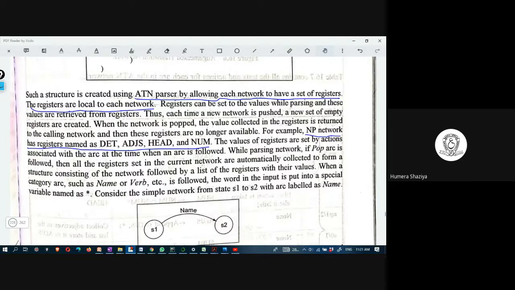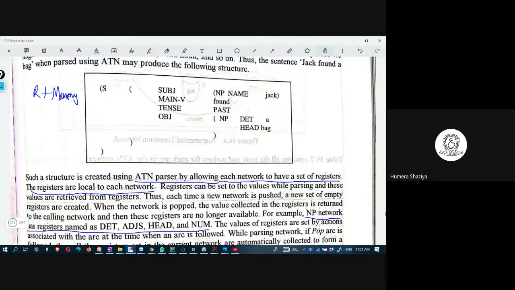And that structure is created by the augmented transition network parser by allowing each network to have a set of registers. And registers are local to each network. If you have 10 networks, you would have 10 registers. Each network would have its own register. A register is a memory unit. And this NP network has registers named.